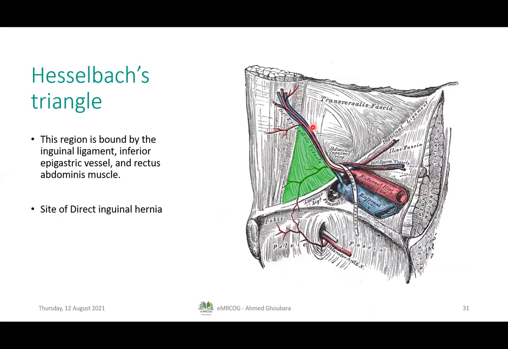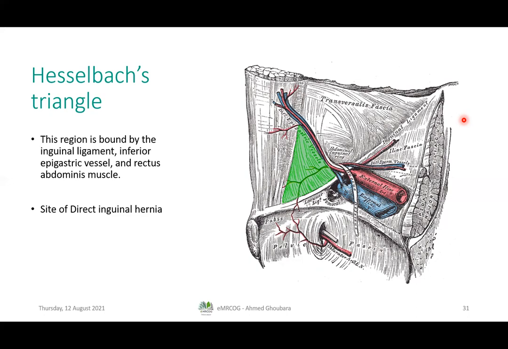Good. Hesselbach's triangle, another important part of the anterior abdominal wall. What is Hesselbach's triangle? It's a triangle in the inferior part of the anterior abdominal wall.